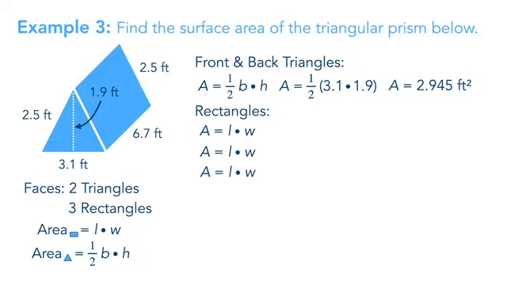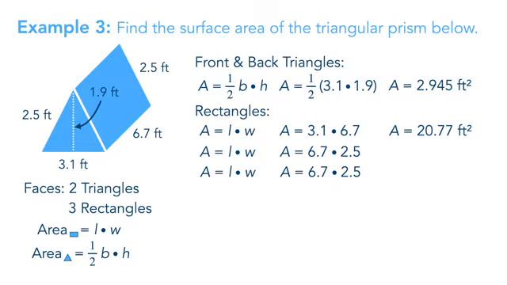Then we need to find the areas of the 3 rectangles. The rectangle on the bottom of the prism has a length of 3.1 feet and a width of 6.7 feet. So the area of this rectangle is 3.1 times 6.7, or 20.77 square feet. The other 2 rectangles are identical to each other with dimensions of 6.7 feet in length and 2.5 feet in width. So the areas of those rectangles are 6.7 times 2.5, or 16.75 square feet.